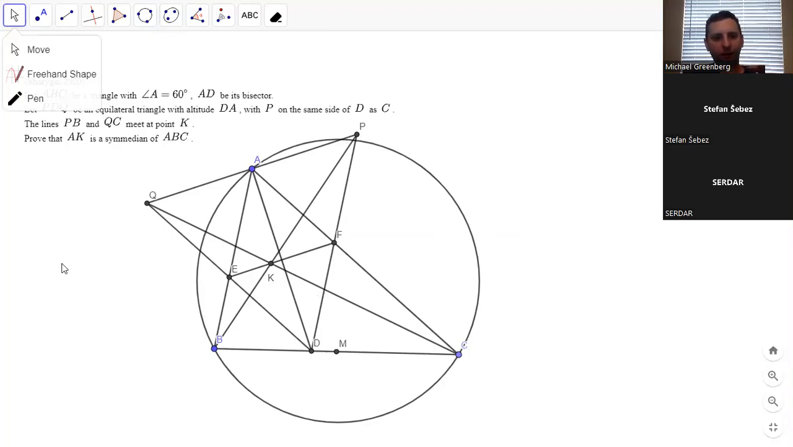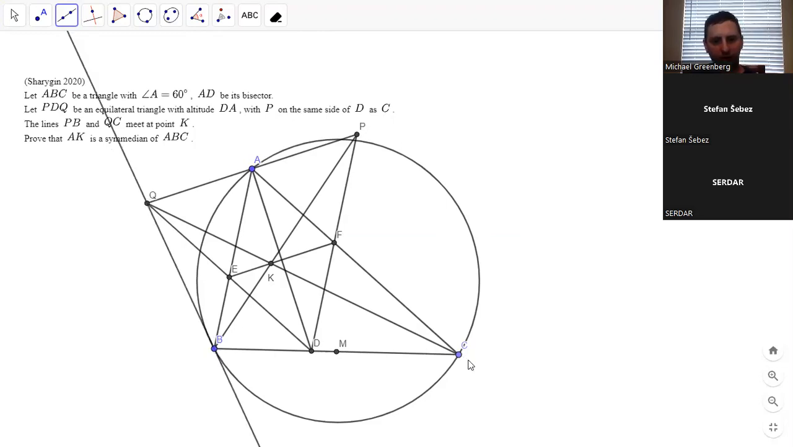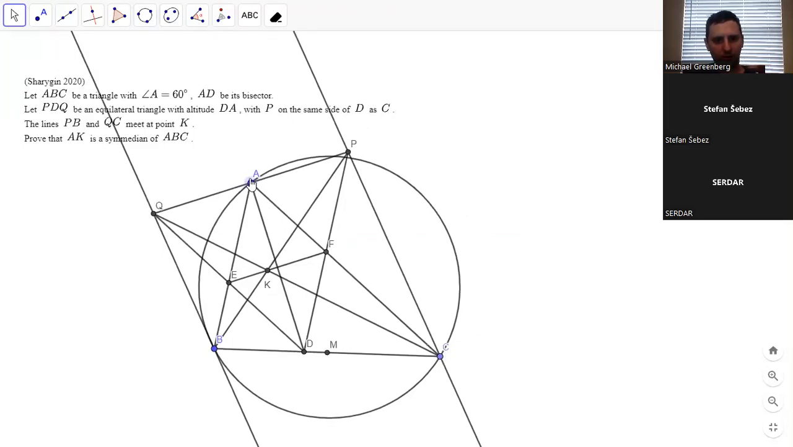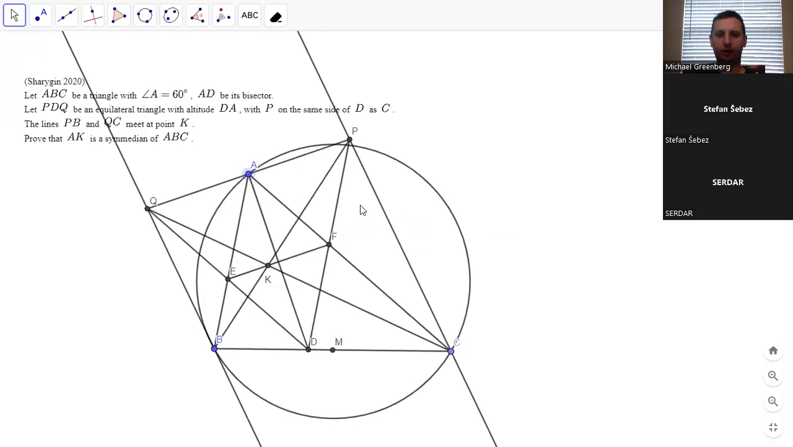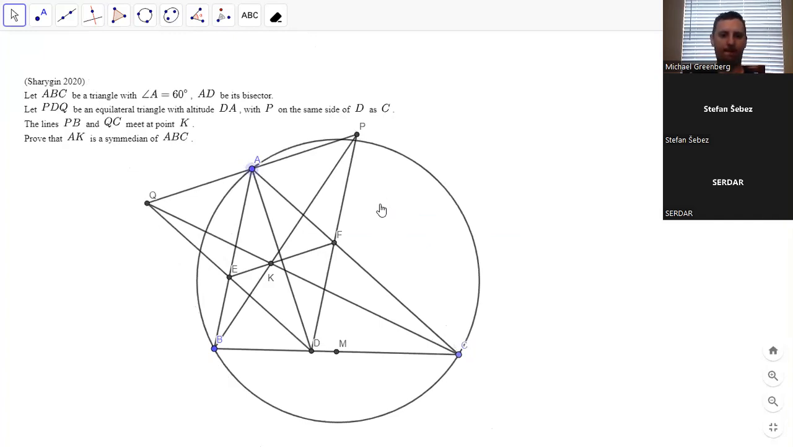Can you intersect QB with PC? Yes. So I wonder if they're parallel. They must be parallel. Oh, by Desargues, right? If we prove that, we are done. If we can prove they're parallel, we're done. Let's see. I think it might just be Desargues. Let me think about this.